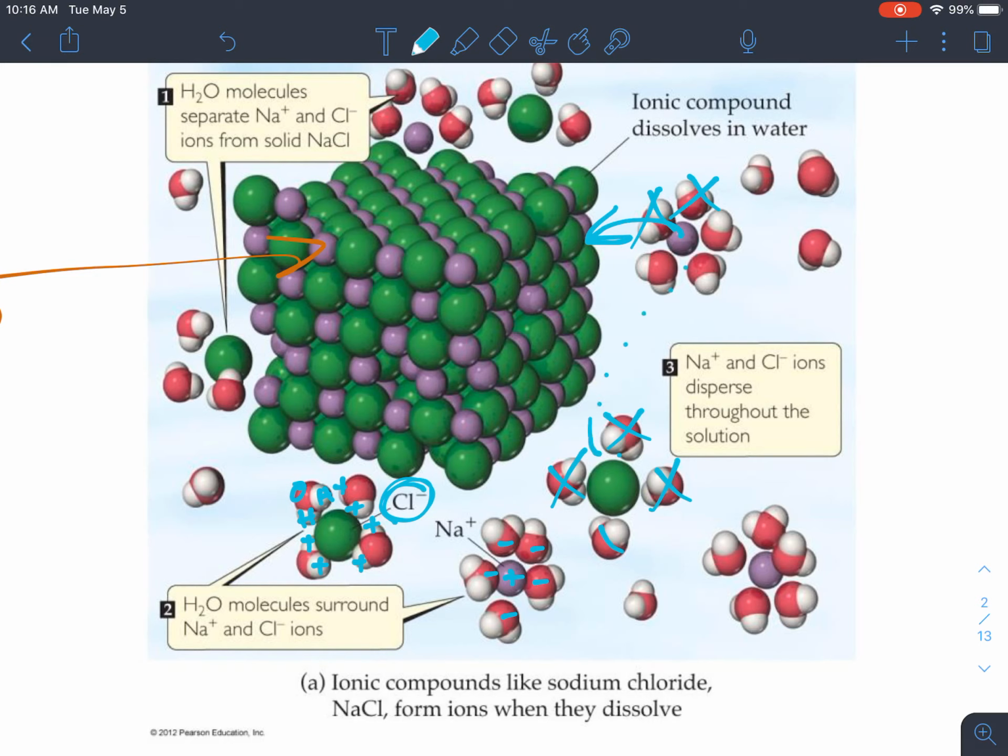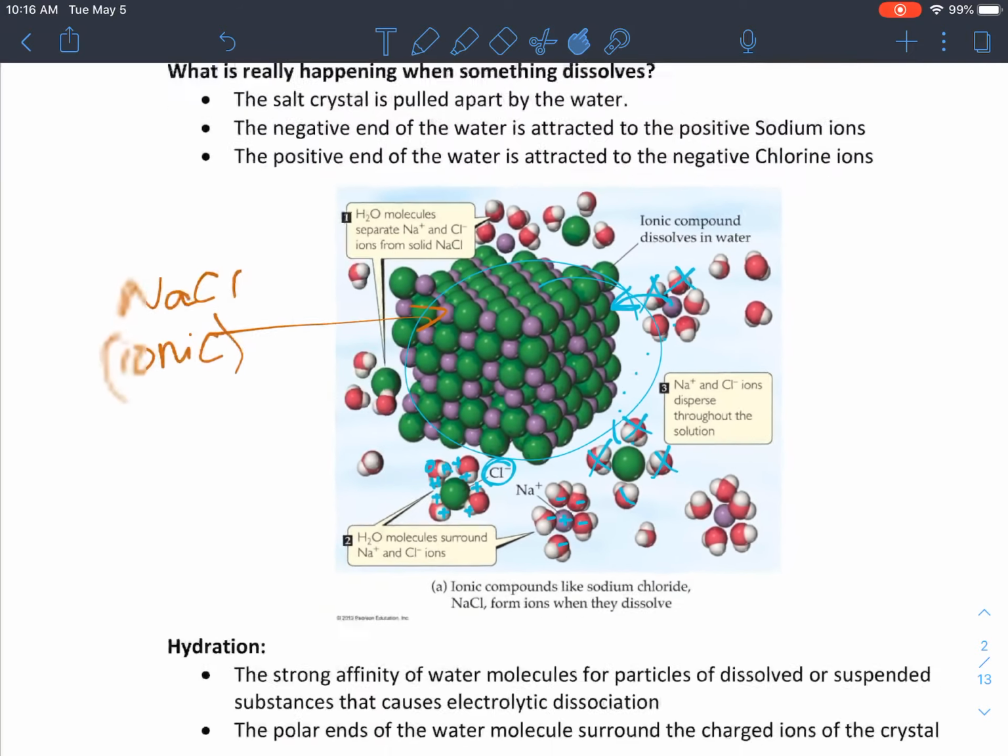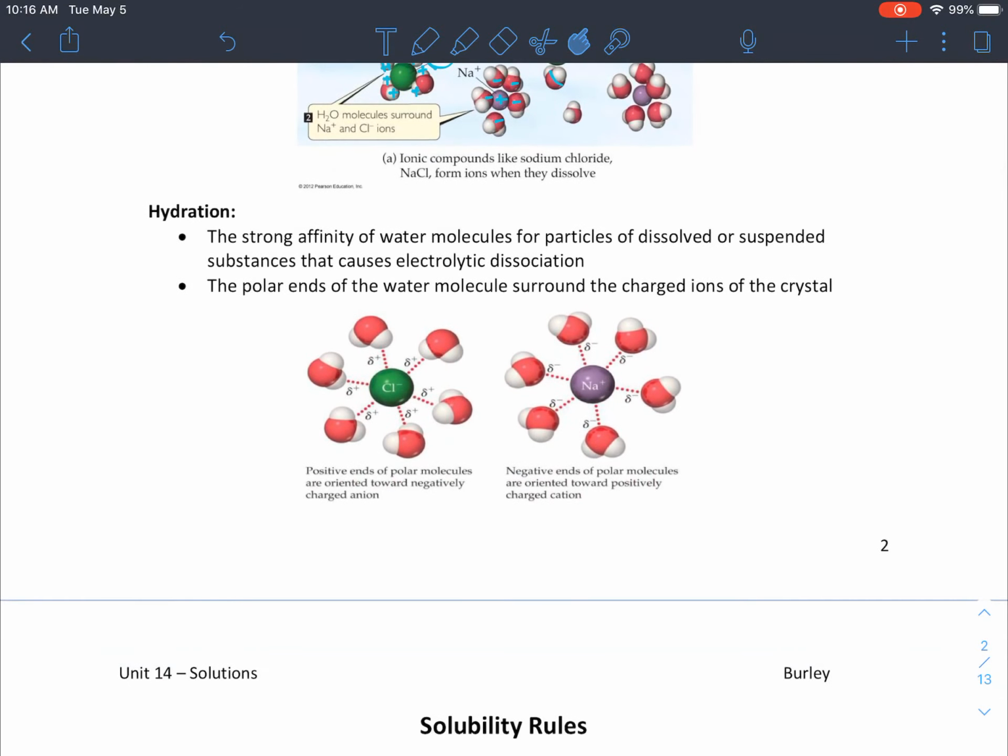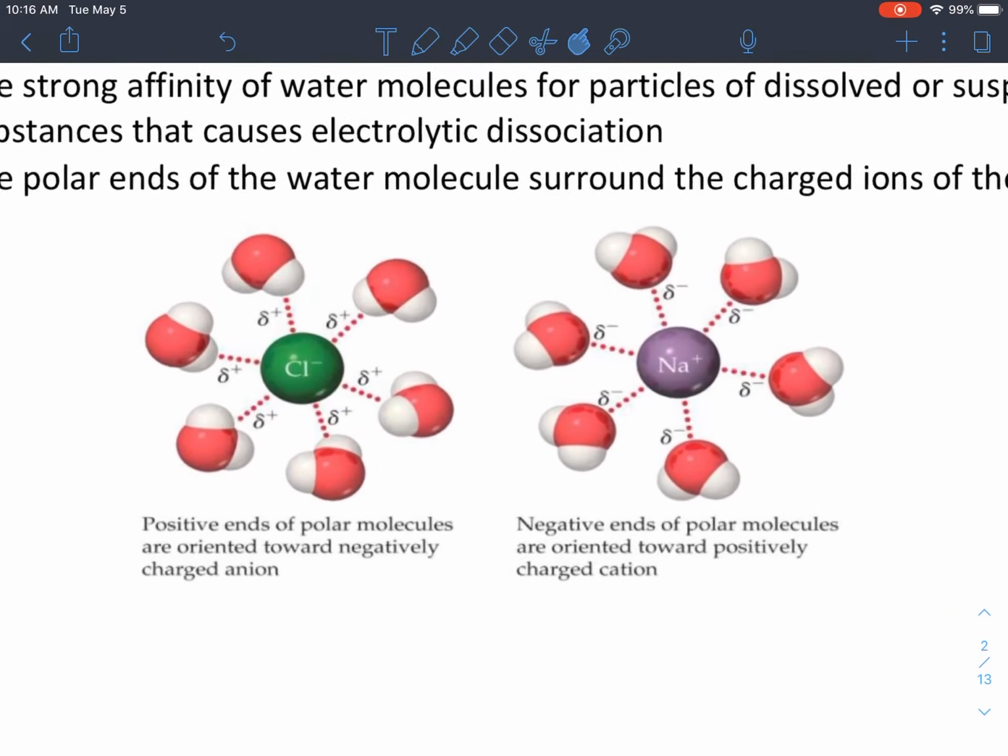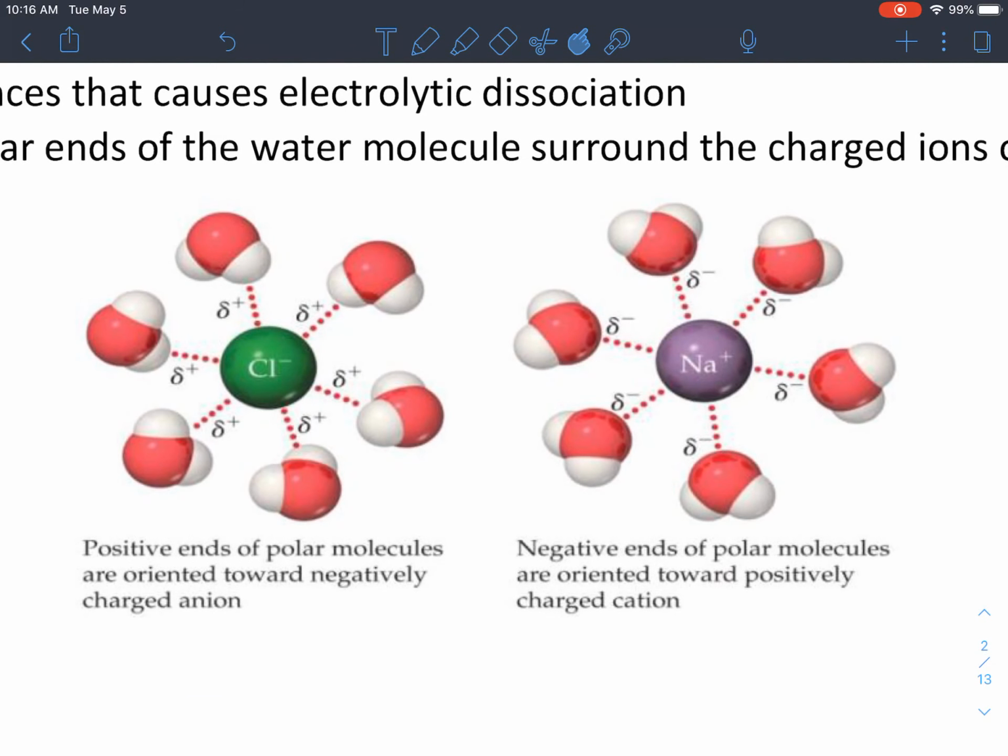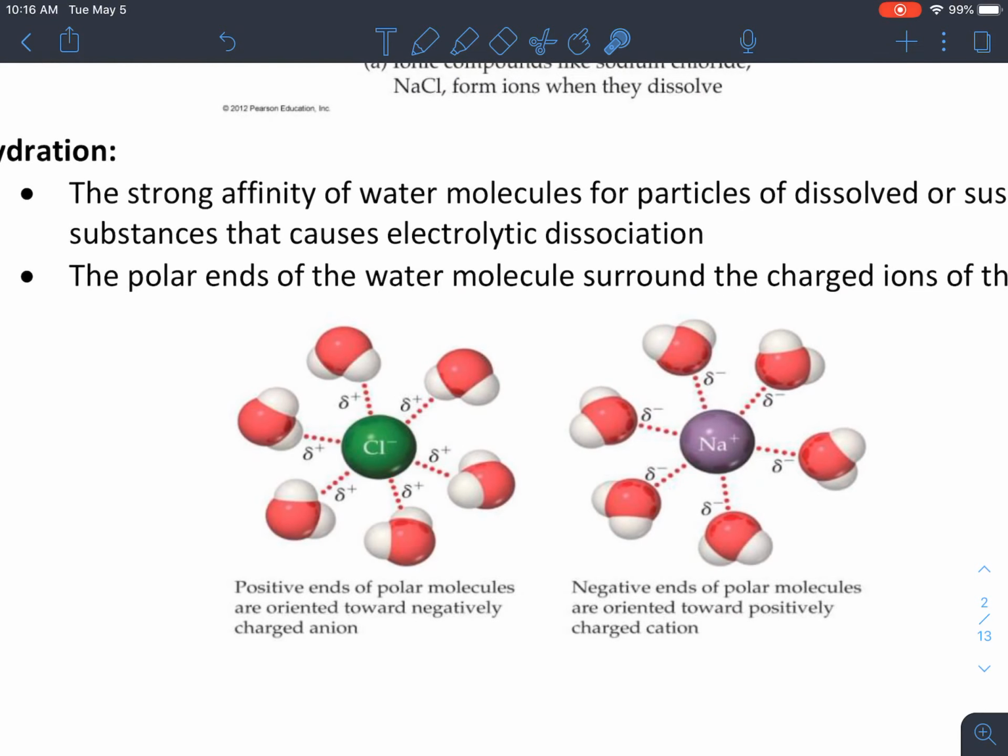And that's why if you ever go to the ocean and take a little swim, you end up feeling a little salty after you dry off, because the water evaporated off of your skin, or it soaked into your skin, and it left behind salt crystals. Okay, they reformed. This process of water surrounding these ions like this, and you can really see it closer in this next image, is called hydration. It's just when you add water to something.